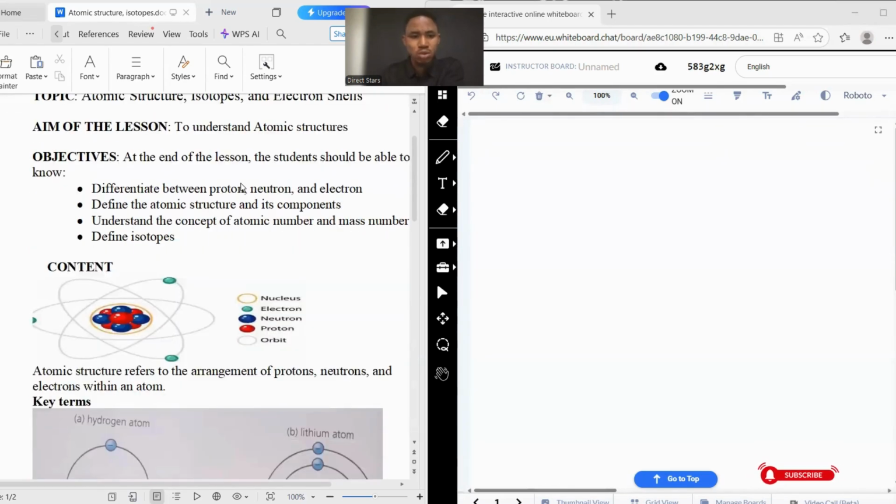So what is atomic structure? Atomic structure can be defined as the arrangement of proton, neutron, and electron within an atom. So let's check this image here. Now you can see from here, this is what we call electron. Electron is the negative particle. It's revolving round the nucleus. So this is electron.